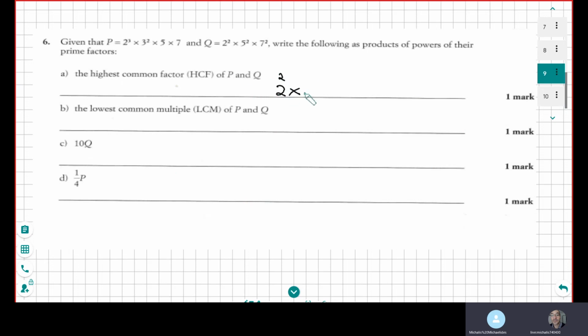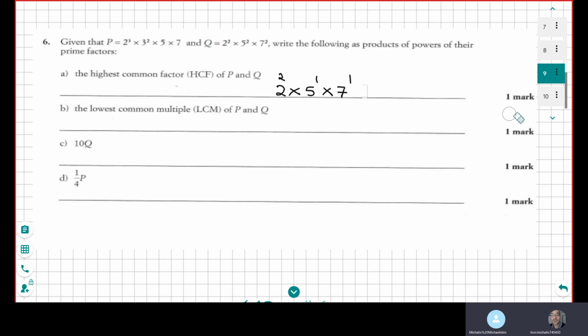Then I times by the next common factor, which is 5. The lowest power is 1. And then I times by 7. The lowest power is 1. Now the answer, I can leave in this form, and it's an acceptable form. So this is 4 times 5 times 7, and this is the highest number that divides both of these numbers.